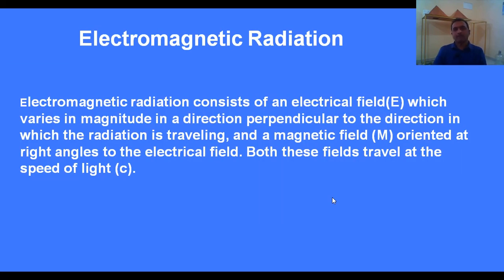Then what is electromagnetic radiation? What is meant by electromagnetic radiation? Electromagnetic radiation consists of an electric component and a magnetic component. These vibrations are always perpendicular to the direction of the propagation of the wave. The propagation direction does not change, but the vibration of the electric and magnetic components changes perpendicular to the propagation direction. This is called electromagnetic radiation. Both fields travel at the speed of light.